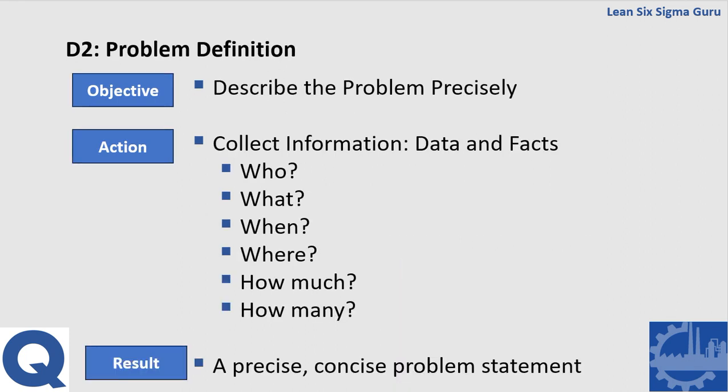D2 is problem definition. The objective here is to describe the problem, but to describe it precisely. And so to do that, we collect data, we collect information, we collect facts about the problem to help describe it. We ask ourselves a very famous group of questions. Who, what, when, where, how much, how many, to help us understand and define exactly what the problem is. The output here should be a precise and concise problem statement.